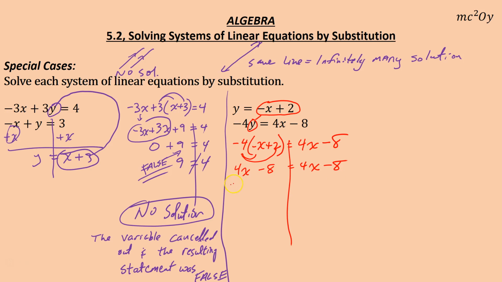And in fact, if you try to get rid of the x's by moving them all to one side, what happens, when you subtract 4x from this side, you get 0. And this side, you get 0. You're left with -8 equals -8. This is infinitely many solutions.